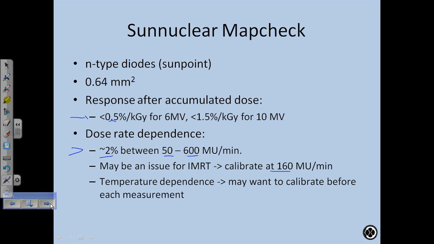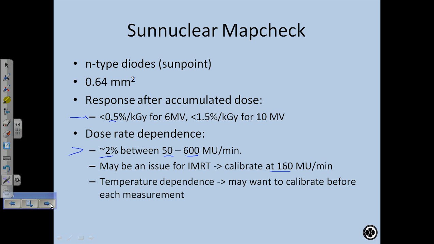Okay, temperature dependence, you may want to calibrate before each measurement. So again, there is a temperature dependence. So they're recommending that you might want to do that 10 by 10 calibration shot before, not the array calibration where you turn it and shift it, because that calibration just compares each diode to each other. They recommend doing the 10 by 10 calibration for dose. So if the temperature is different between days, you're going to take that into consideration when you do that calibration.